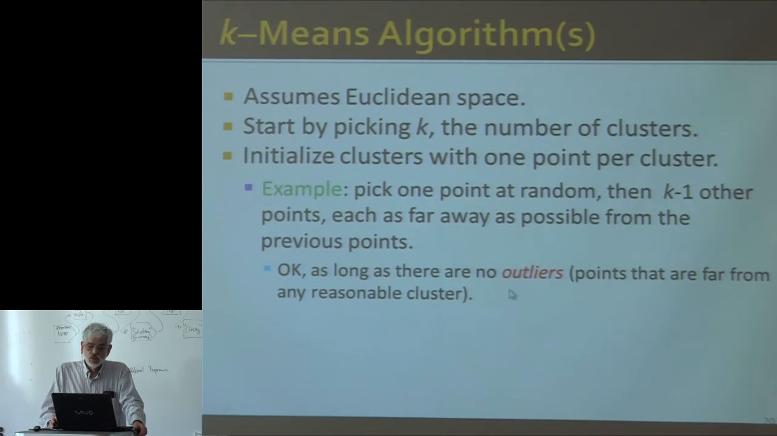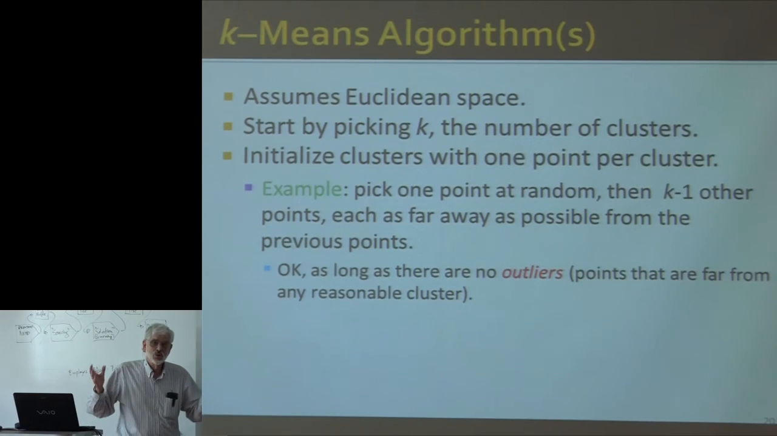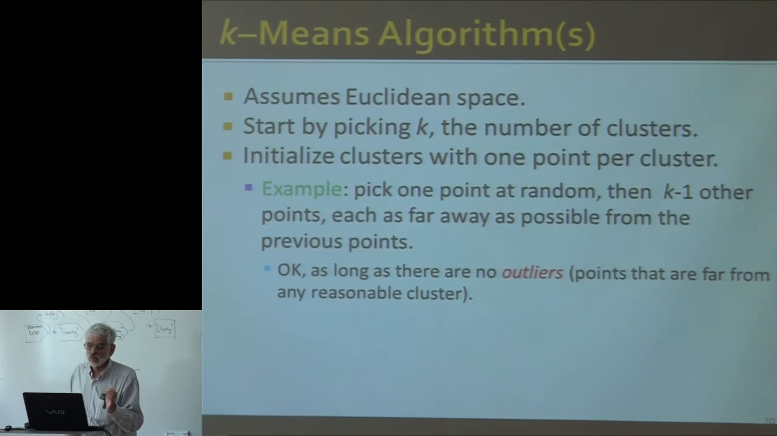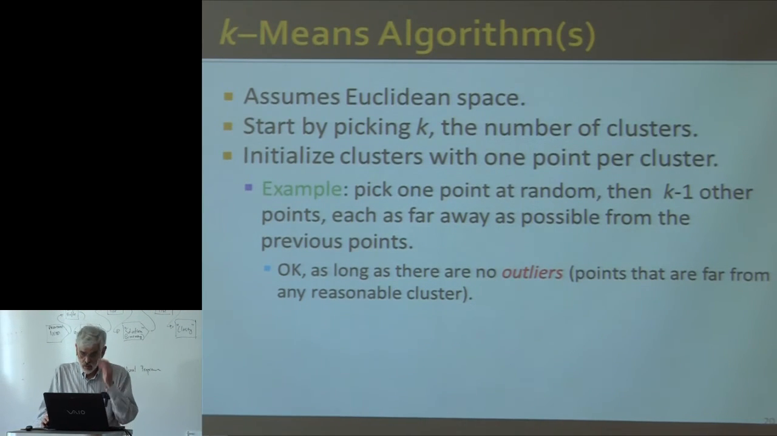Well, 2 problems. One is there might be outliers, points that really just don't belong to any cluster, and this scheme is going to get you the outliers. So you're going to start with points that aren't really part of any cluster at all. So getting rid of outliers could be a problem. But there's also another problem: if the number of points themselves is 1 billion, you don't want to look at all billion points to decide which one is furthest away from the randomly chosen point.